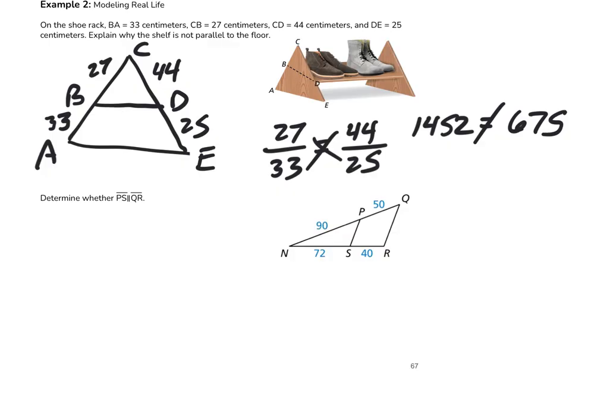Because these two are not equal, that means that BD is not parallel to AE. So there's your parallel symbol with the slash through. It's just an easy way of saying not parallel to. You can actually use the words not parallel to if you want to, but that is a quick and easy way of saying not parallel.